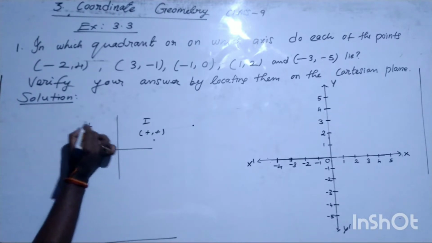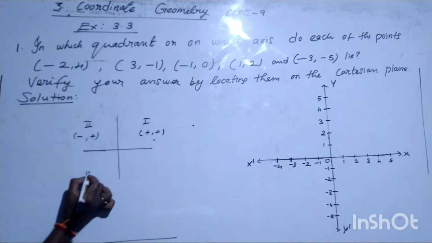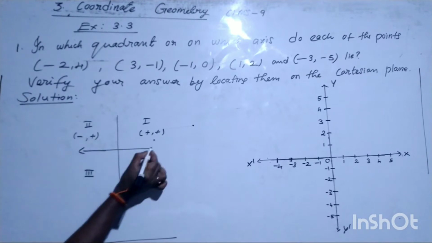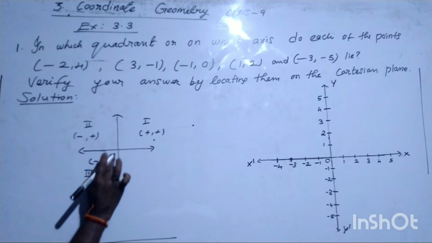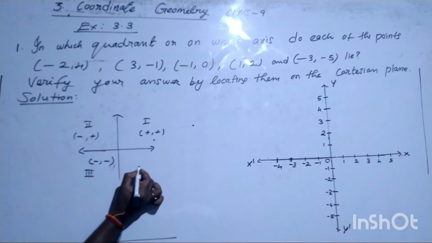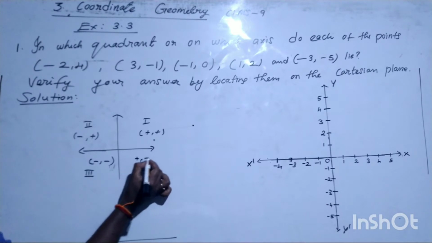In the second quadrant, x is negative, y is positive. The third quadrant, both are negative, so x is negative and y also becomes negative. In the fourth quadrant, x is positive, y becomes negative.